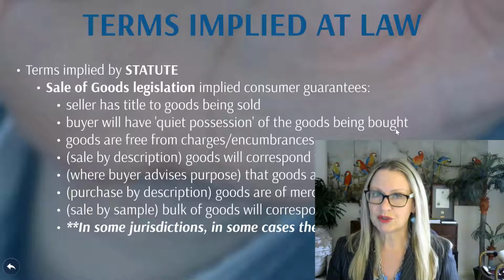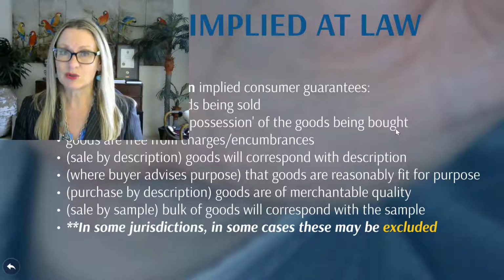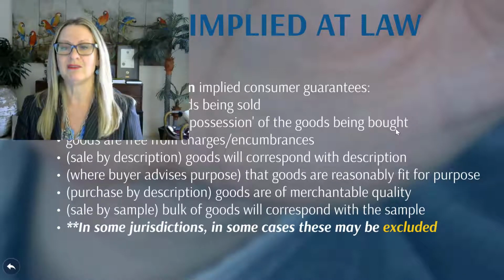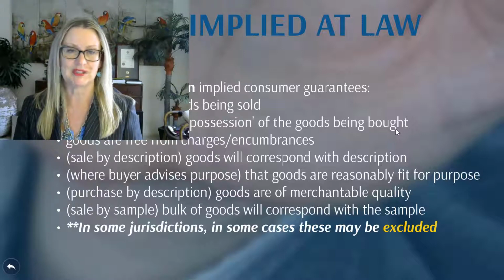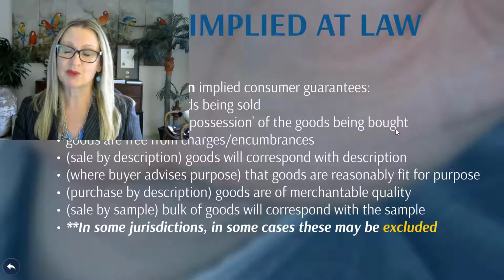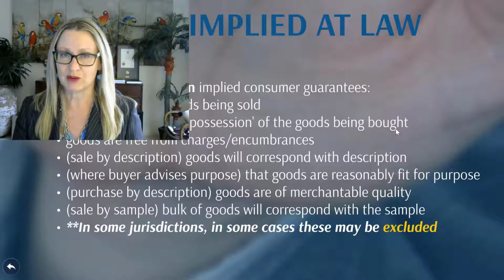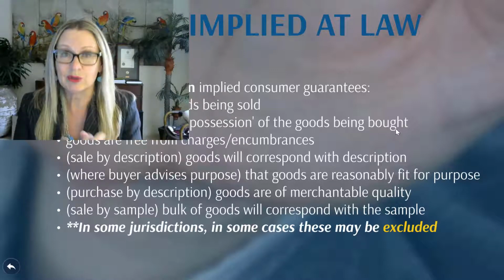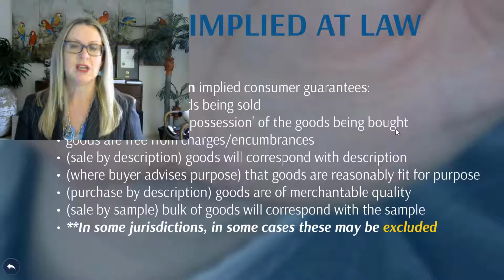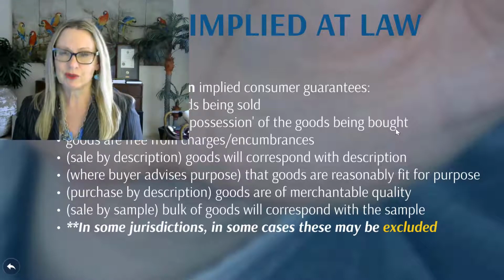If it's a sale by description, the goods are going to correspond with the description. If the buyer tells the seller what they need it for, then there's an implied warranty that the goods are going to be reasonably fit for that purpose. Where there has been a purchase by description, then it's going to be an implied term that the goods are of merchantable quality, because you haven't had the opportunity to see them and feel them for yourself. You've just gone by a description. If there's a sale by sample, then there's an implied term that the bulk of the goods that you get will comply with the sample.